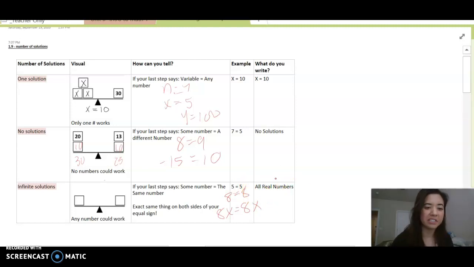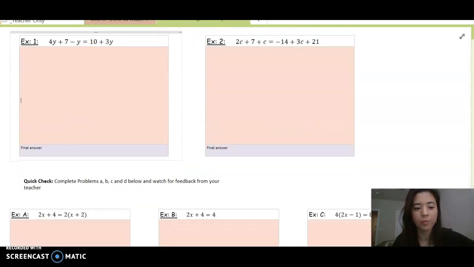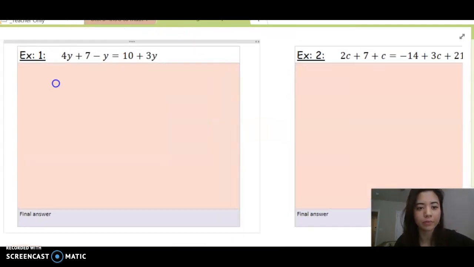Okay, if you need to get this down, pause me, take a minute to get it down. Otherwise, I'm going to move on to these two example problems before you try these three.